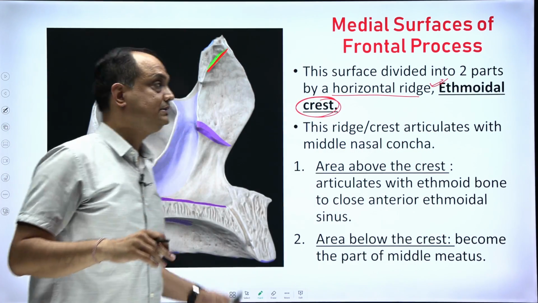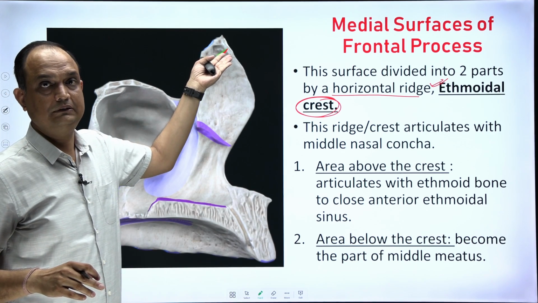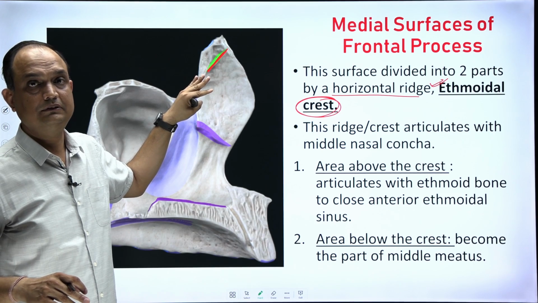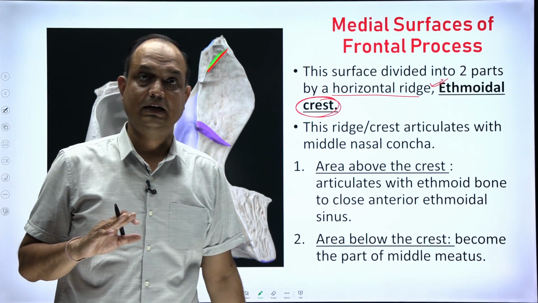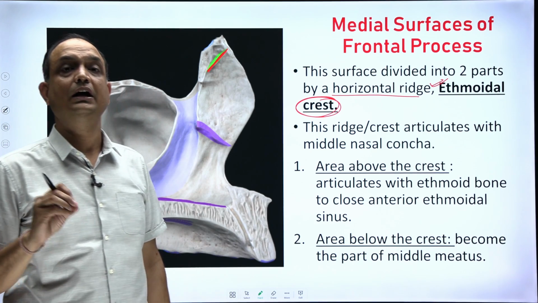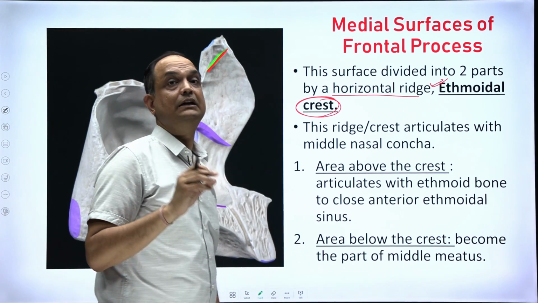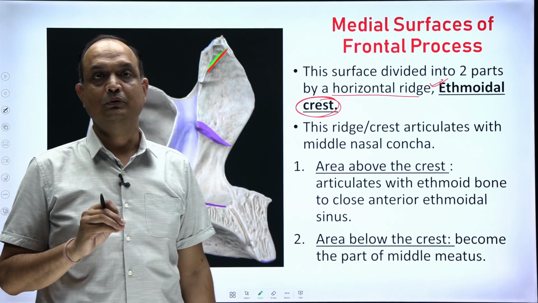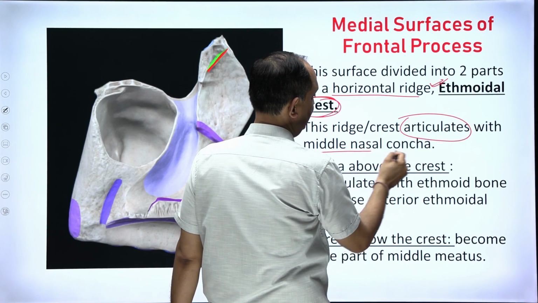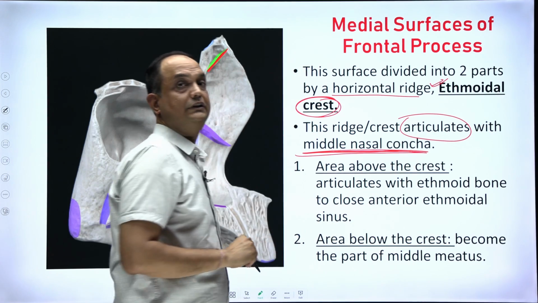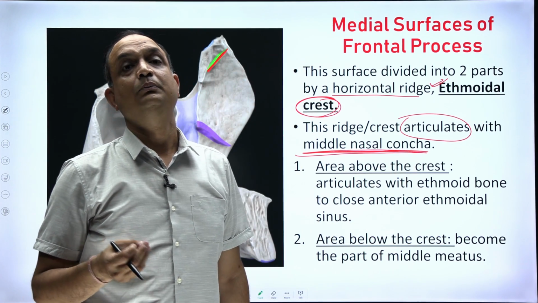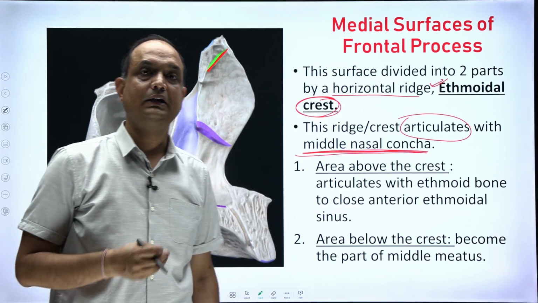Clear? So, one crest is present on the outer side of this process, that is the vertical crest. One crest is present on the inner side of this process which is the oblique or horizontal crest. Now, it is named so because this crest provides attachment to the middle nasal concha of the ethmoid bone. So, this area provides attachment or articulation with the middle nasal concha of the ethmoid bone, that is why this area is known as the ethmoidal crest. So, what is the ethmoidal crest?